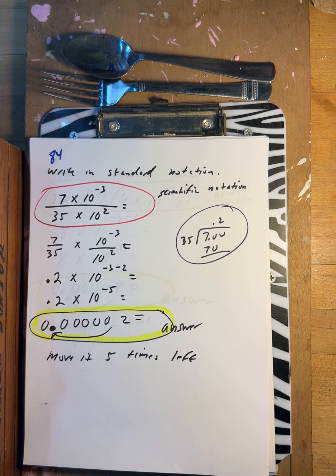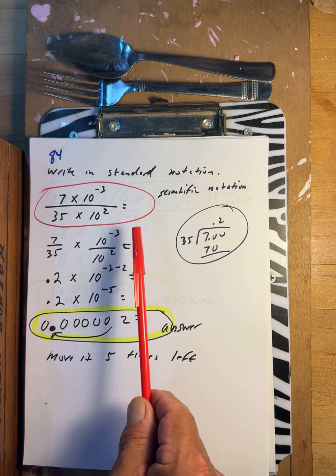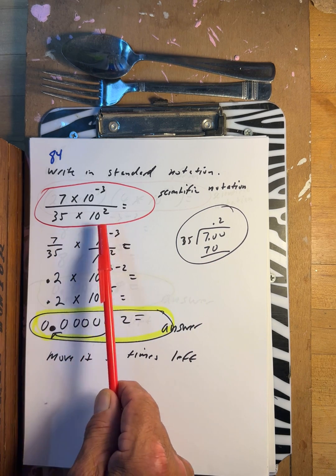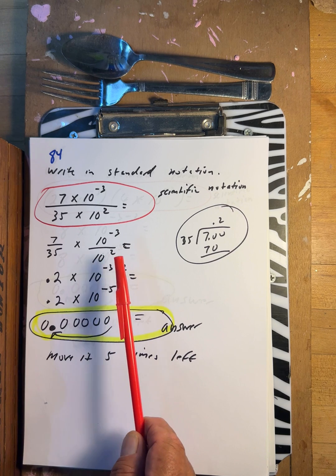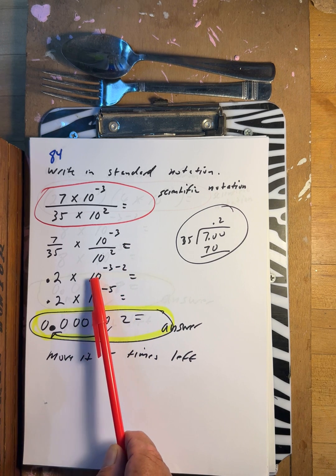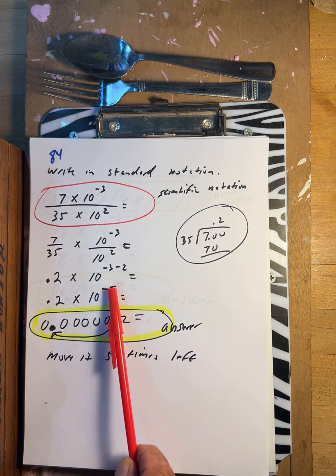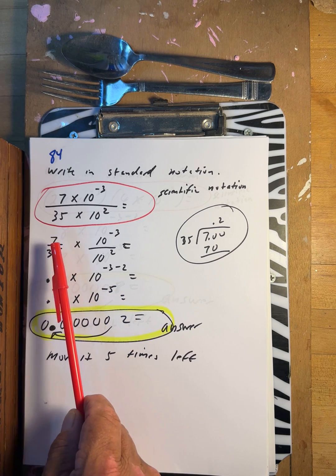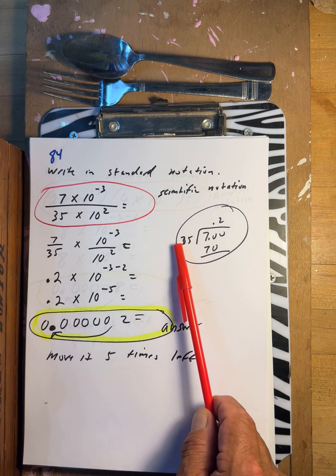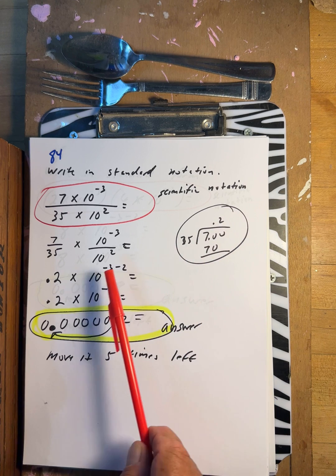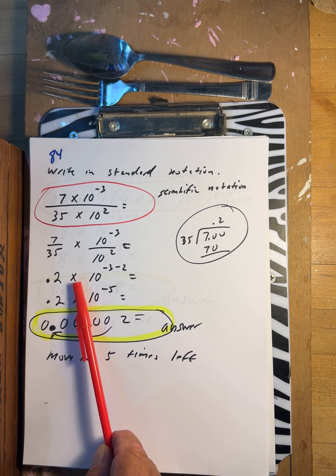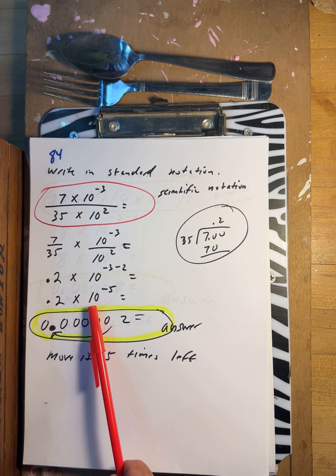Write in standard form. Same thing. Let's do 7 over 35 times 10 to the 3, over 10 to the 2. So I'm going to bring the 2 up here. So I'm going to have 10 to the negative 3, negative 2, negative 5. And then 7 divided by 35 is going to be 0.2. So 0.2 times 10 to the negative 5.